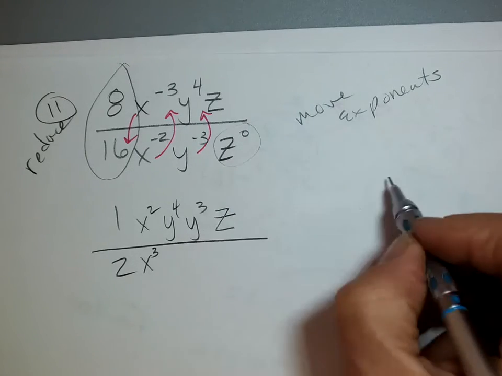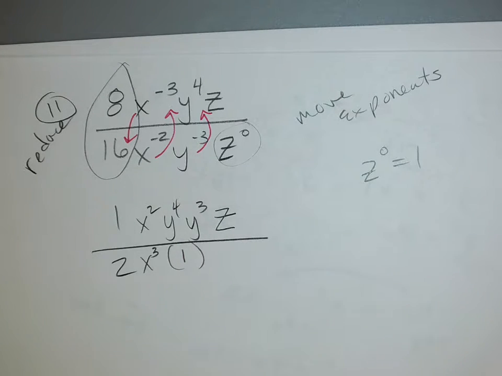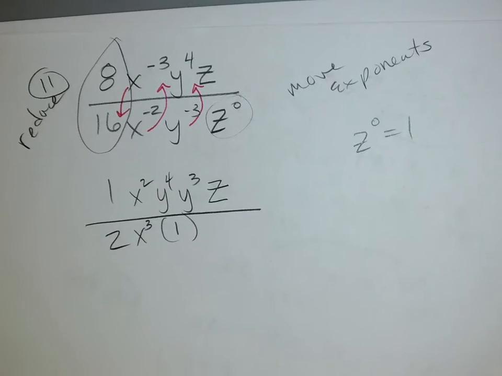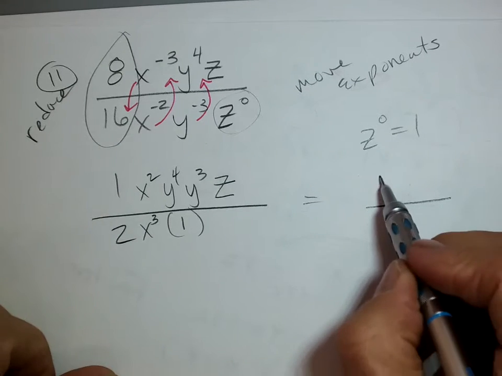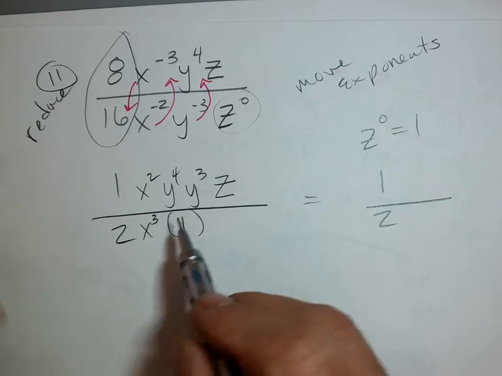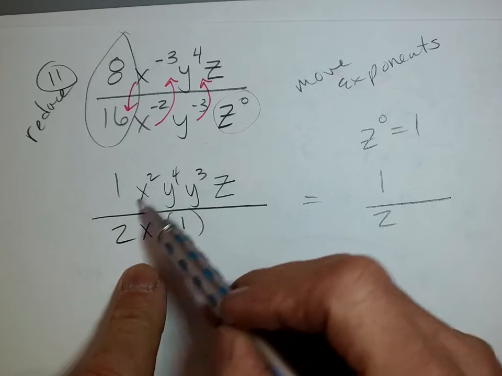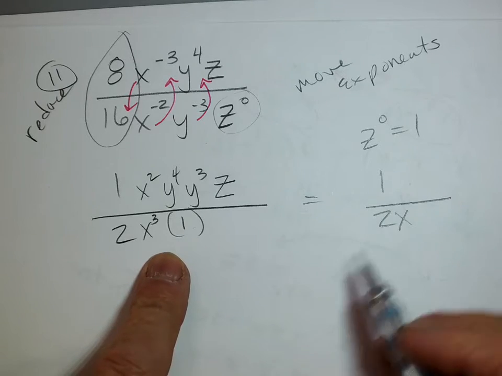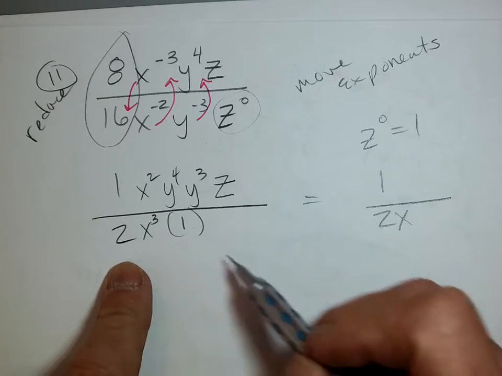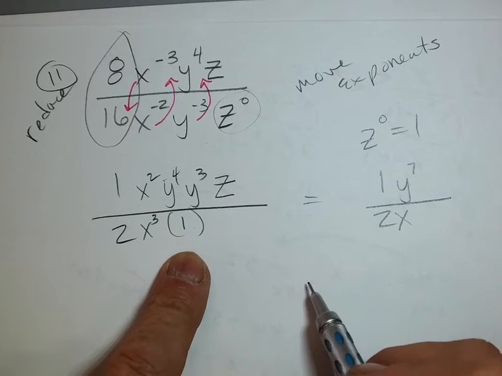But z to the 0, anything to the 0 power is always 1. Now let's tidy this up. Almost there. 1/2, and 1 times 2 is just 2. Now, 2 of these x's will cancel 2 of these x's, so I have an x on the bottom. y to the 4th times y to the 3rd makes y to the 7th, z.